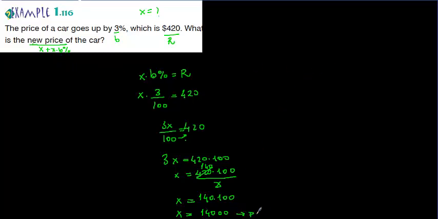This is the price of the car, but the new price is going to be the price plus the increasing part, which is 14,000 plus 420, and the result is going to be $14,420.